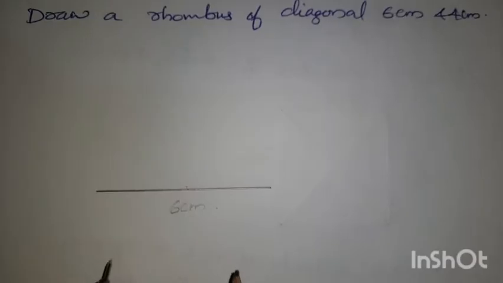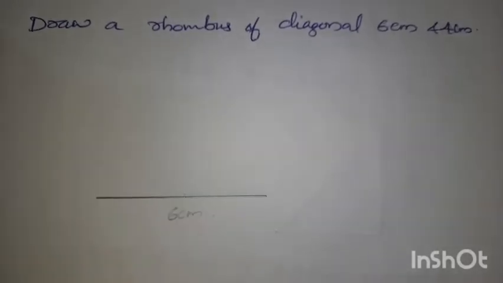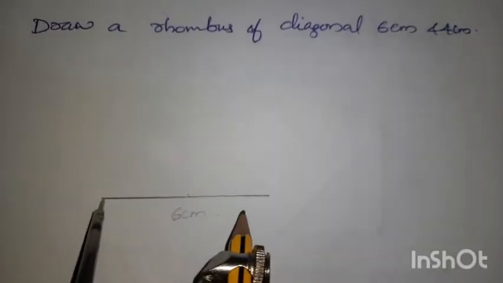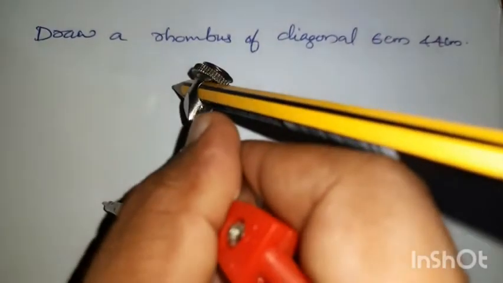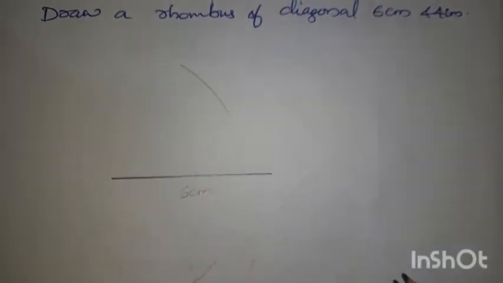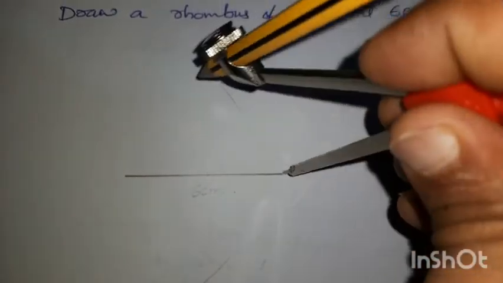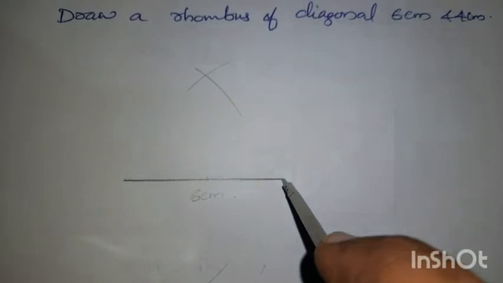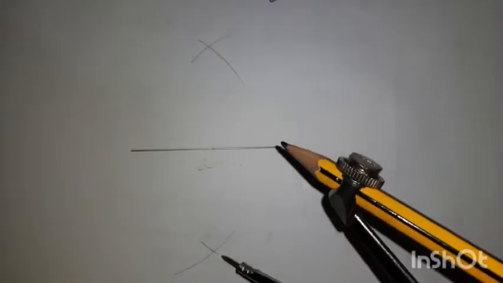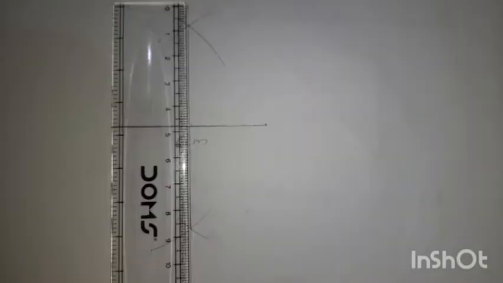Okay. How are we drawing the bisectors? Take more than half of the length and mark an arc on top and bottom. Then on the other side also we draw the arc. Then we have to join these two points. Join the points, we will get it like this.